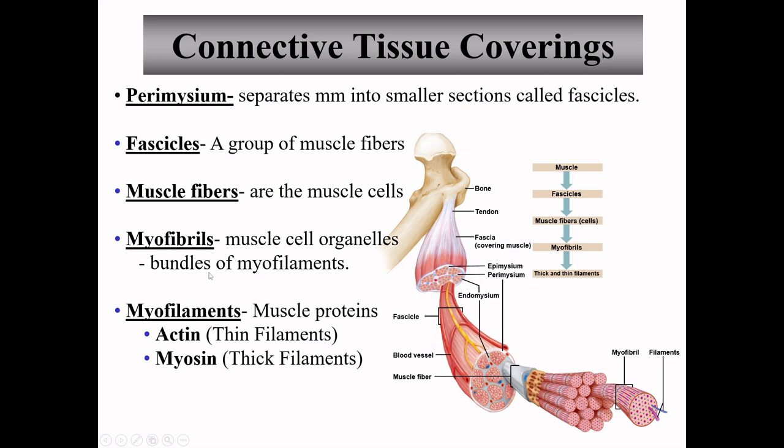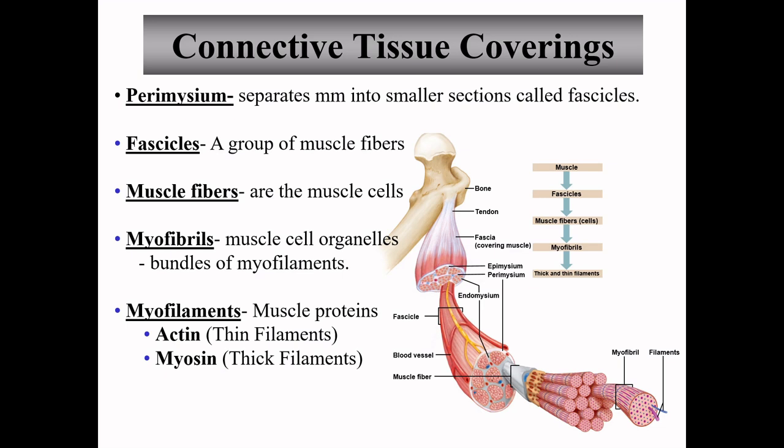We have myofibril muscle cell organelles. They form bundles of myofilaments. And then the myofilaments are the muscle proteins themselves. So we have 2. We've got actin, which are the thinner ones, the thin filaments. And then the myosin are the thick filaments. So if we cut over to our picture here, we can see the filaments at the very end. The little blue one, that's the thinner one of the 2, so that's going to be my actin. Where the thicker one, the purple one, is going to be my myosin.